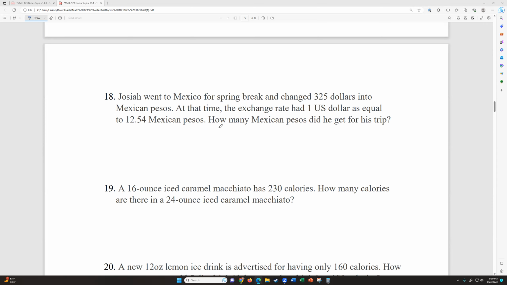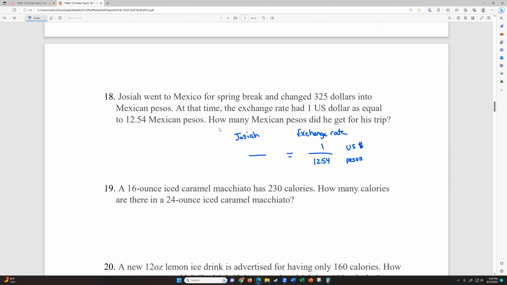So we have Josiah went to Mexico for spring break and changed $325 into Mexican pesos. At that time, the exchange rate had $1 US as equal to 12.54 Mexican pesos. How many pesos did he get for his trip? So when you're doing these conversions with money, you're always going to have one fraction that represents your exchange rate, which is how do we convert the money between the two? So we have our US dollars and we have the pesos. And then we also have, what did Josiah have? Okay. So the exchange rate is that $1 US is 12.54 pesos.